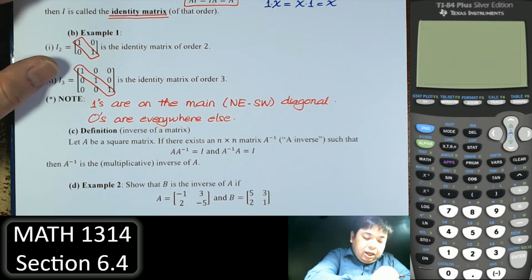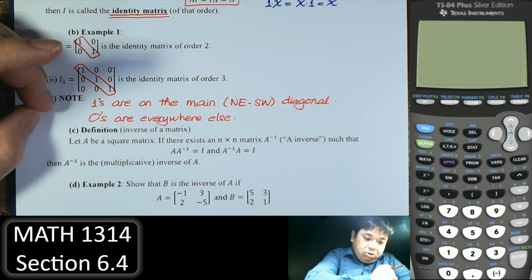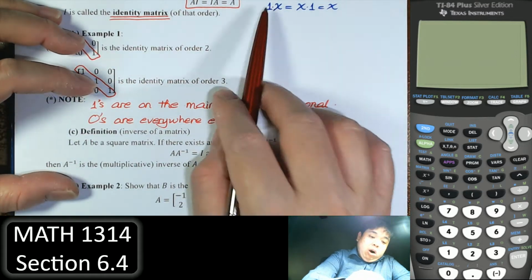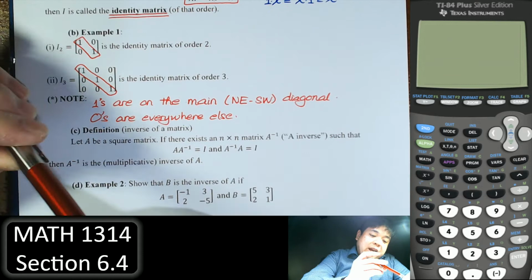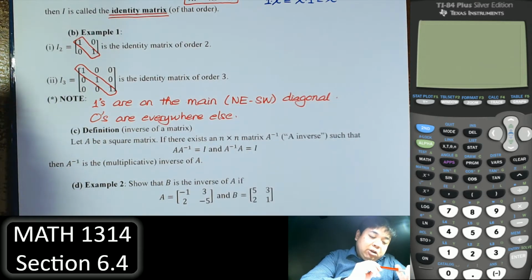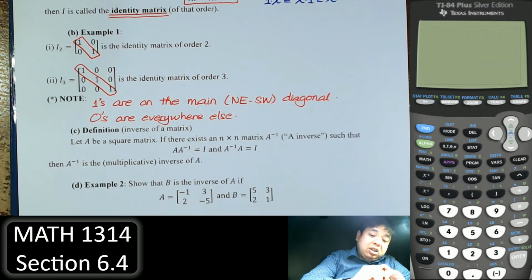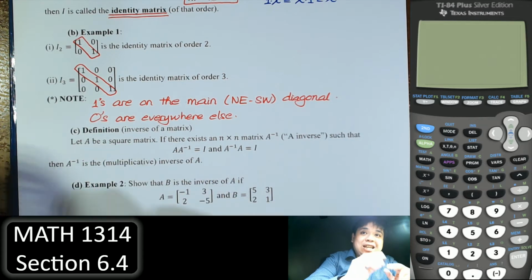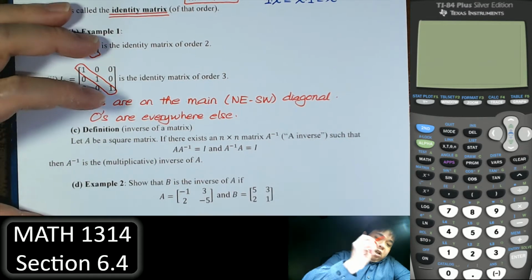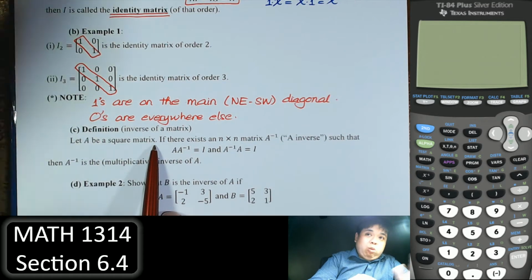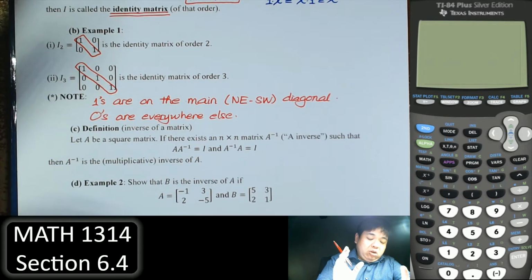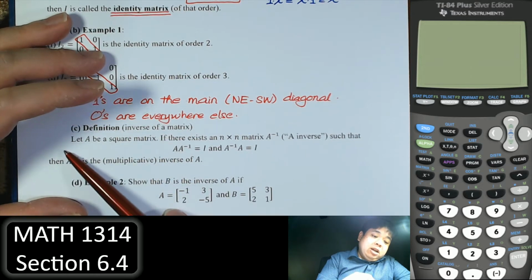That gives us the identity matrix, which acts like the number 1. Now we can define the inverse of a matrix. By the way, the inverse of a matrix is unique, so we can say the inverse of the matrix. Let A be a square matrix. Again, in this section we only talk about square matrices.